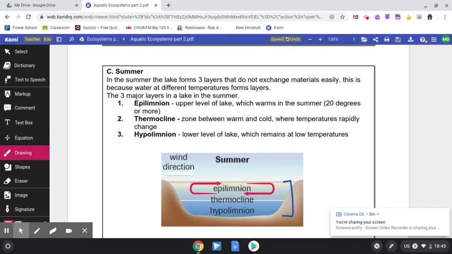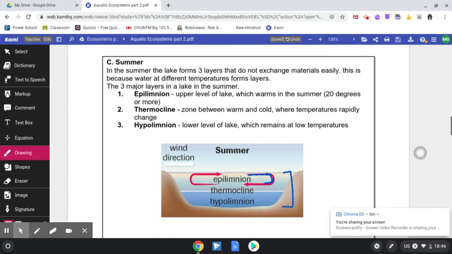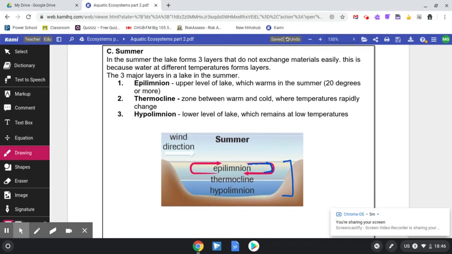Okay, so the epilimnion, that would be this top layer, the upper level of the lake, is roughly around 20 degrees. Pretty comfortable swimming weather. All right, the thermocline, a very small, thin layer. This is a layer between the warm and the cold, right here, known as the thermocline. That's just this white line that goes through, very thin.